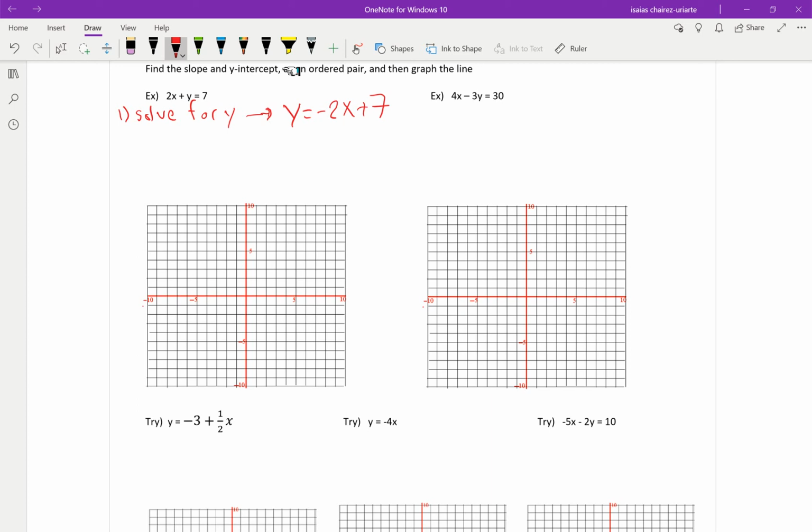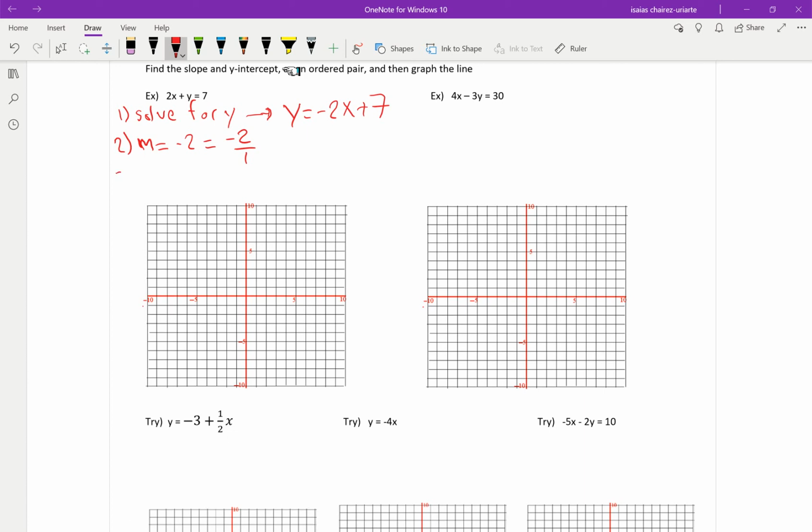Okay, next thing. Let me identify the slope. So m in this case is negative 2. But remember, we want to think of the slope as a fraction. It's easy to make any whole number into a fraction by just putting a 1 underneath it. So this becomes negative 2 over 1. That's my slope.